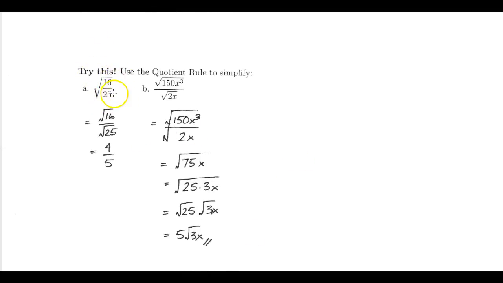So square root of 16 over 25, we can write that as the square root of 16 over the square root of 25. The square root of 16 is 4, the square root of 25 is 5, so that's 4/5.